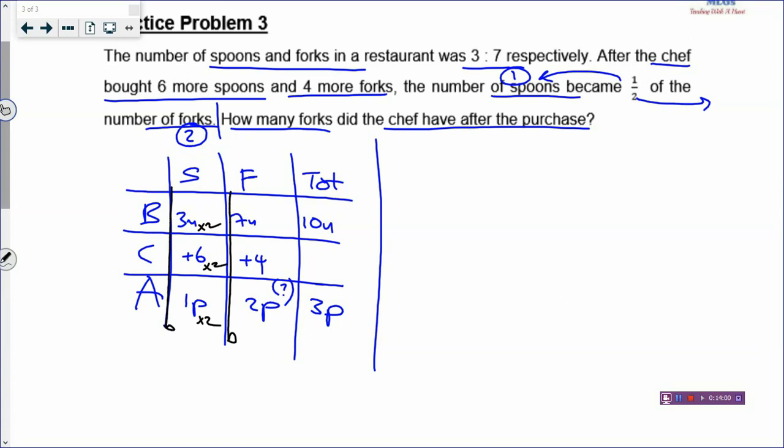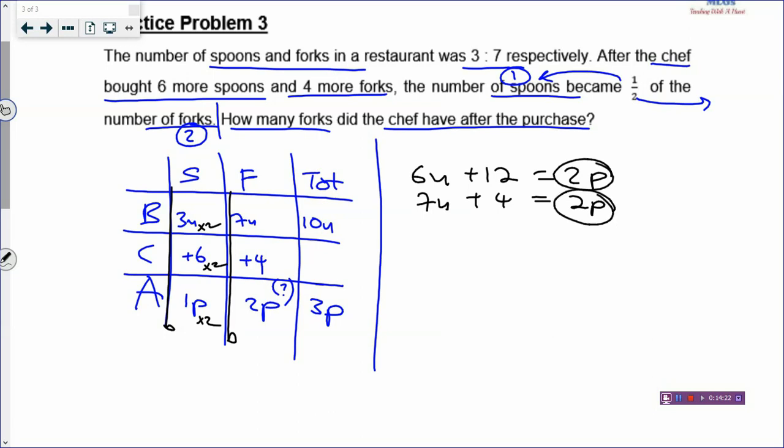So how to write your statements? So 3 units times 2, so there are 6 units of spoons at first, then you plus 12, and that gives you 2 parts in the end. Then how about the forks? There are 7 units of forks at first, then you plus 4, and that also gives you 2 parts. So can you see the equal, right? They have equal in the end.